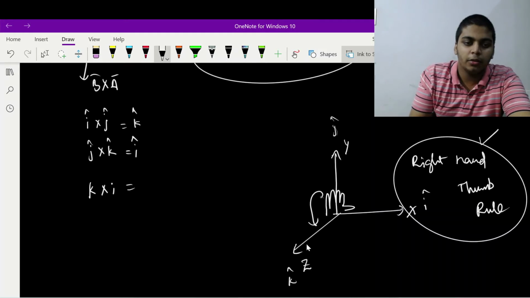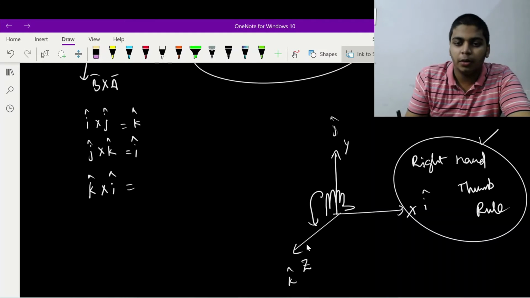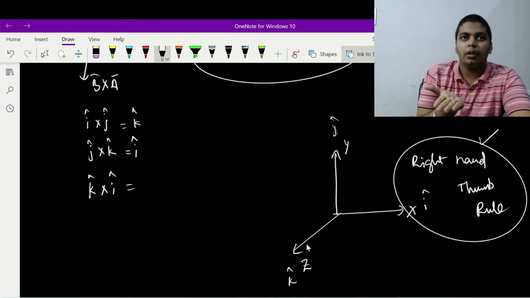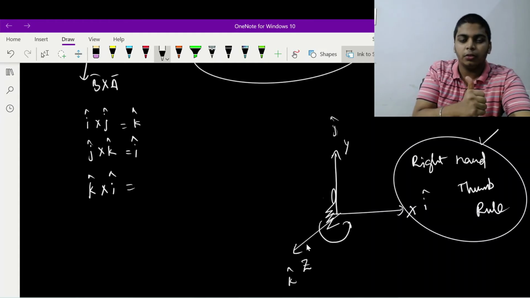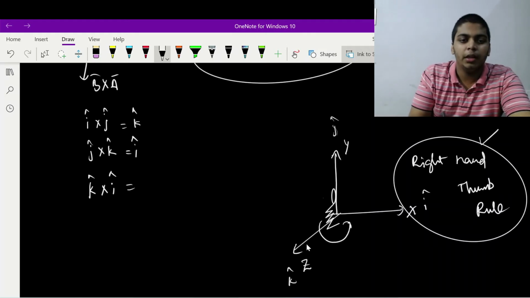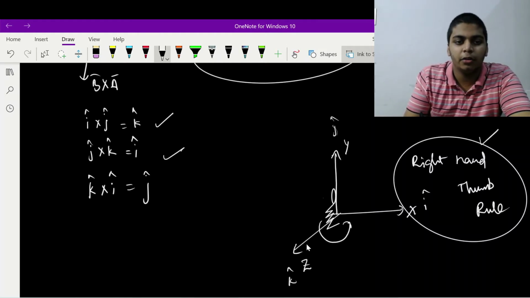Your k cap cross i cap goes like this when you're placing your right palm on k and trying to cross it towards i. It would look something like this. And if you're trying to curl your fingers towards i, the thumb will be going upward, that is your j cap. So i cross j is k, j cross k is i, and k cross i is j.